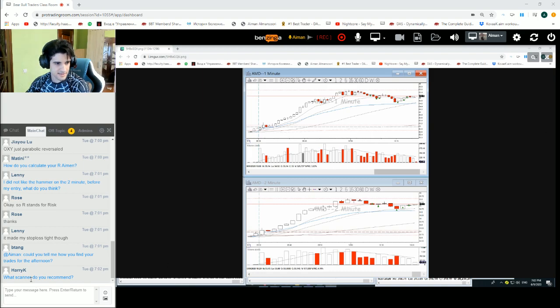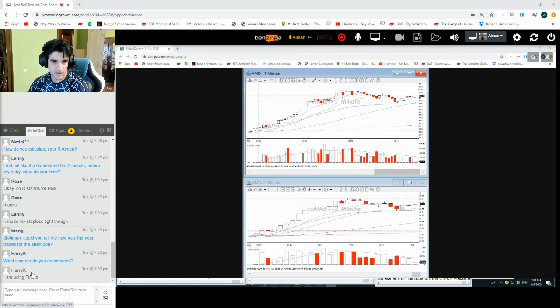And regarding scanners, Harry, there are no scanners which I recommend. Depending on the style, you need to figure out the scanner you want to watch. I personally watch the multi-strategy scanner and the RSI Extreme. If you are trading breakouts, you might be interested in watching the breakout scanner.